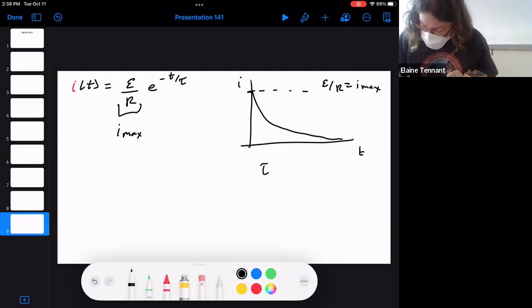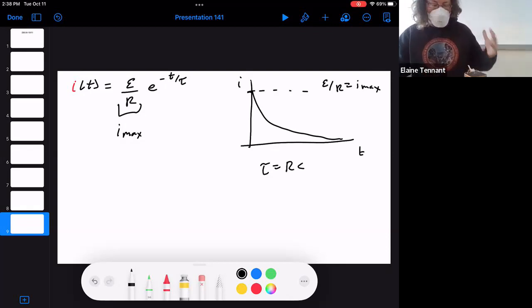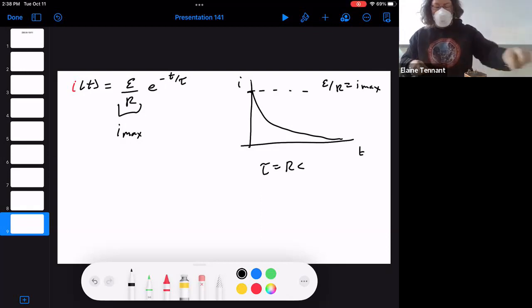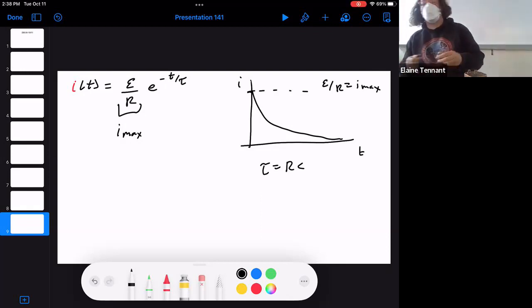Tau is still equal to RC, which of course is still the time constant, and still tells you just how quickly you're going to gain or lose voltage across this capacitor. And this one's a little easier to say it's experimentally verified, because the brightness of this bulb is directly proportional to the current going through that bulb.